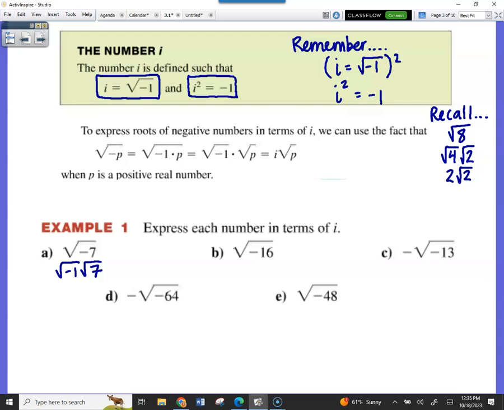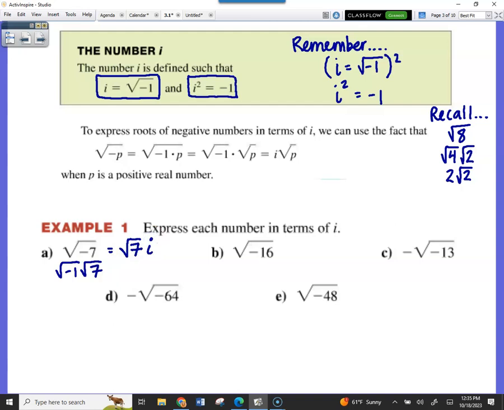-1 times +7 is -7, right? Okay, and we were just assigned a variable for the square root of -1. It's what? i. So now I have the square root of 7.